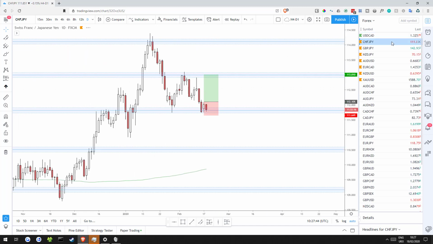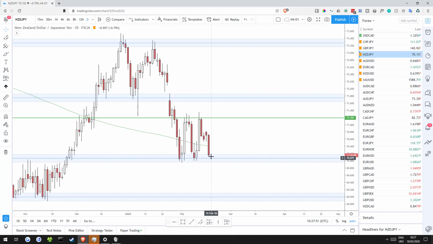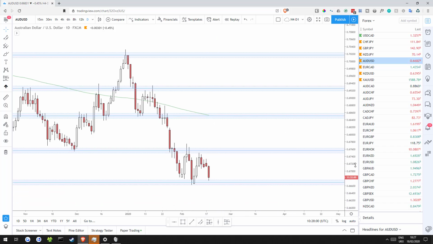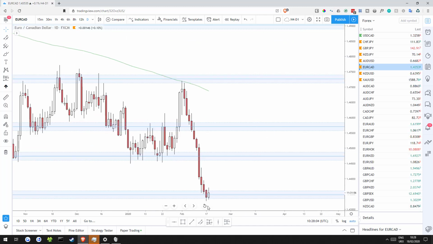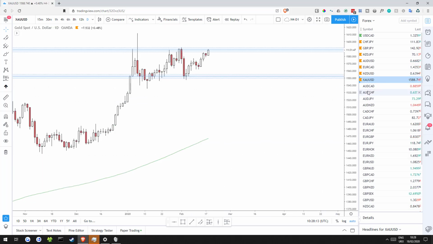USDCAD still short on this one. CHFJPY looking for a long here. GBPJPY just waiting for it to hit the bottom of the range. New Zealand JPY waiting for it to stall out at the bottom of the range. AUDUSD, this one's dropping to support. So there's two scenarios here, which I laid out in detail. No need to really go over them in detail again. EURCAD stalling out on support, so I want to see how this daily candle closes. New Zealand USD, let's not worry too much about that one. And gold stalling out on resistance.